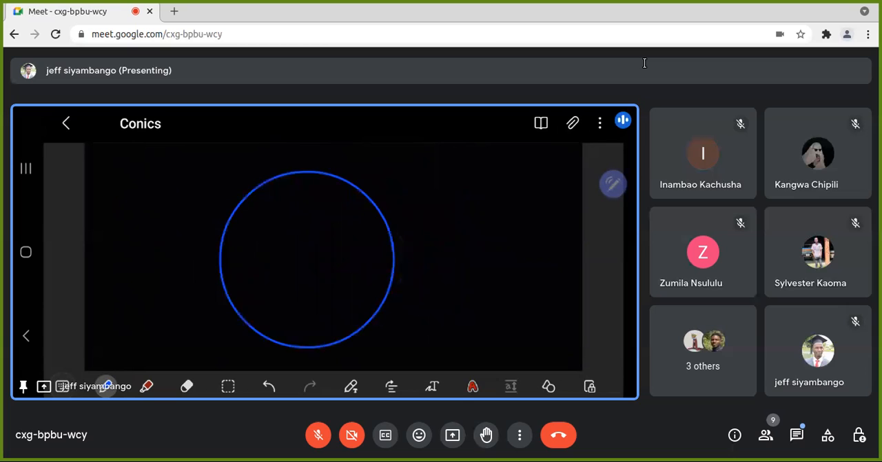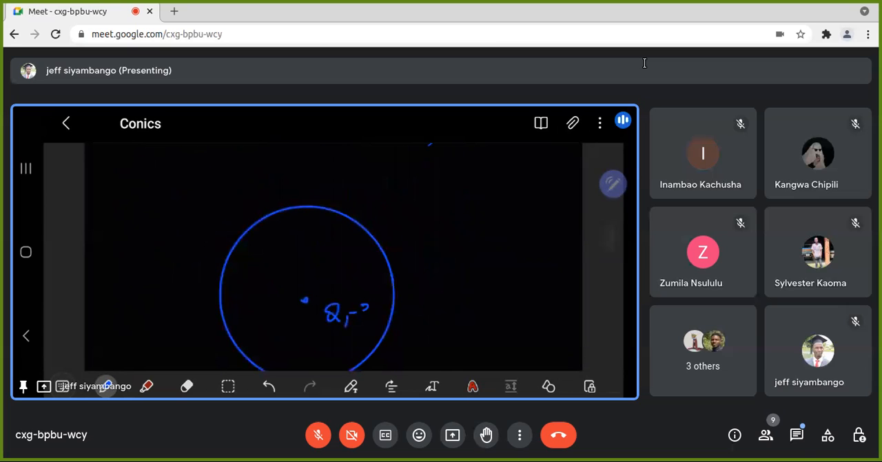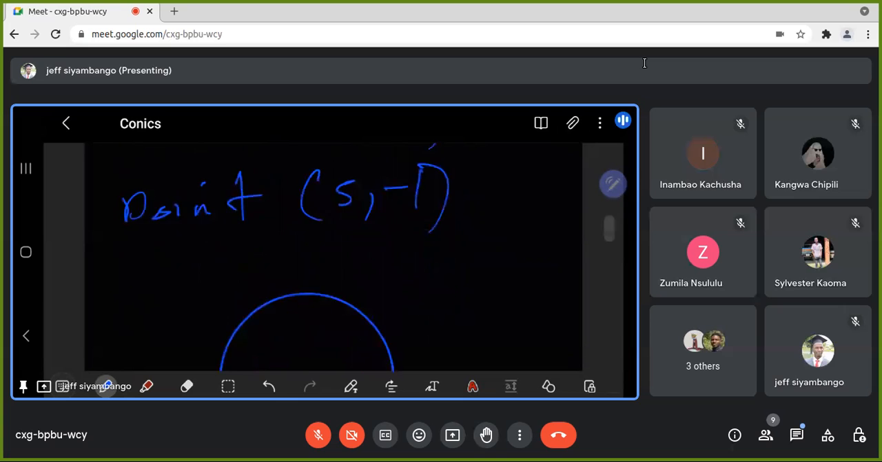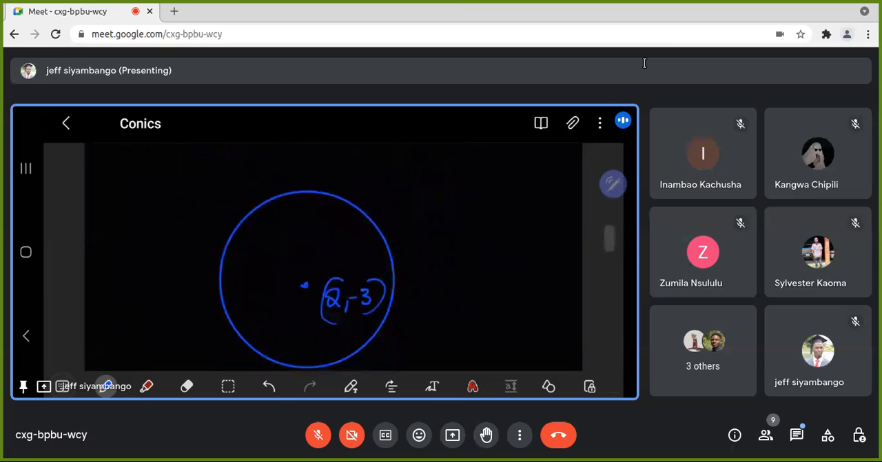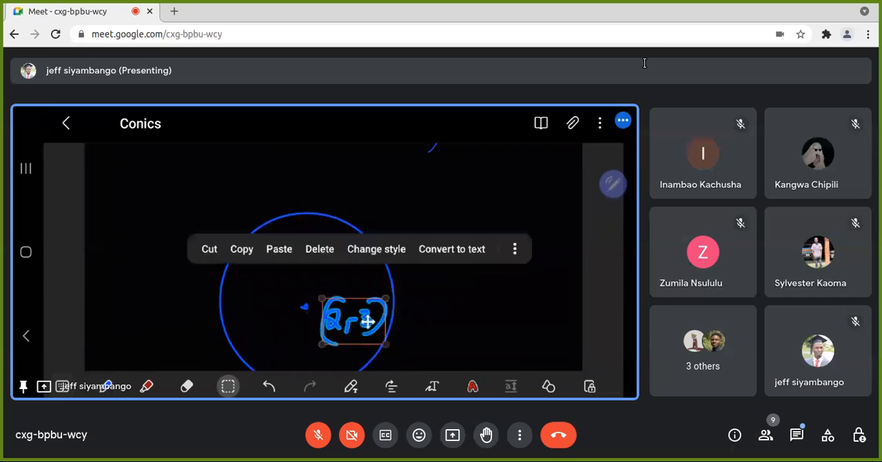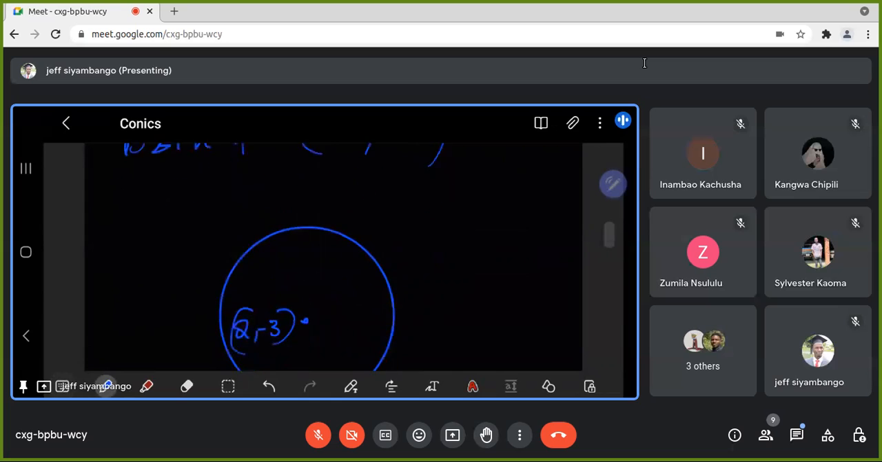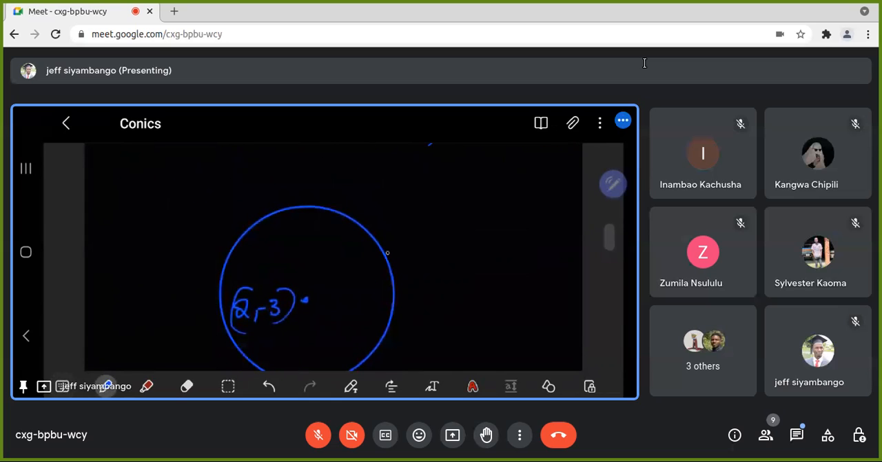If this is our circle here, and this is our point, this is given as 2, -3. And then we're given another point, this is 5, -1. You can place it anywhere really, it doesn't matter. So if this is our center, let's position our point 5, -1. We'll place it somewhere here. Of course, I'm just putting it there randomly.